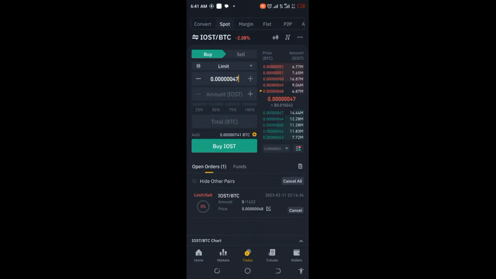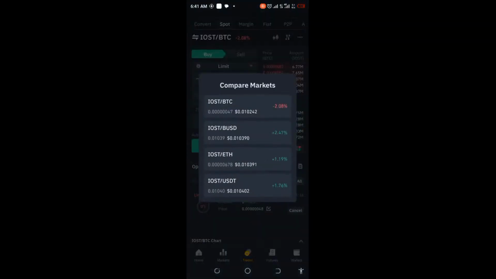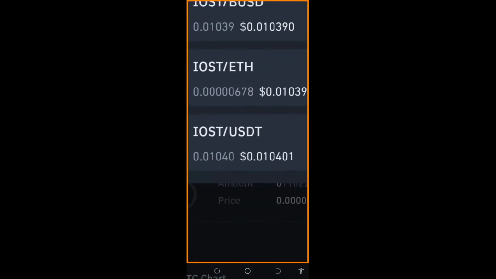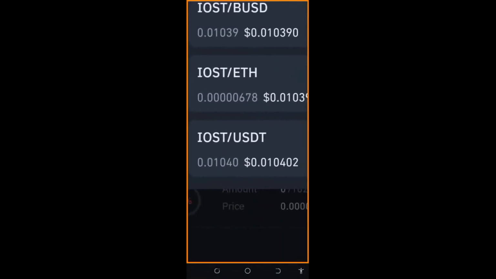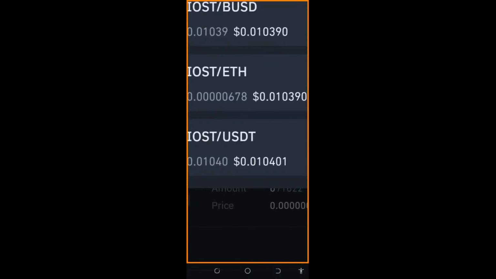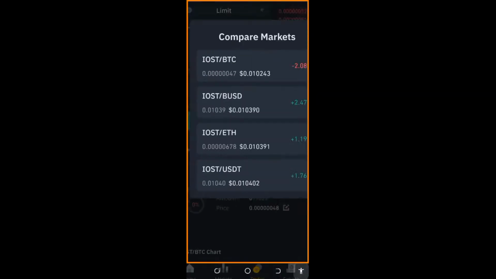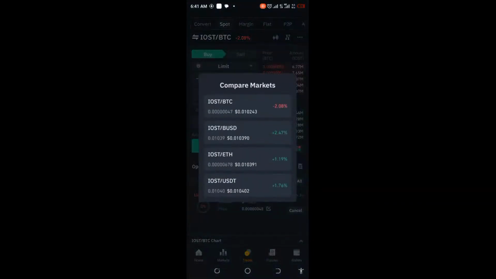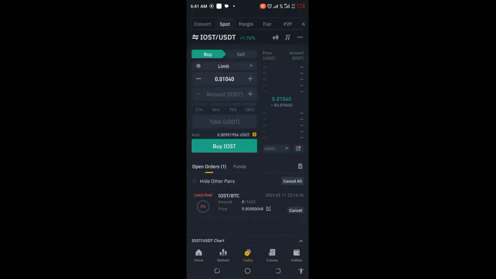Okay, so let me go to check the compare markets and see. Yeah, look at it. IOST USDT is actually 0.0104. So at this time, we can employ the boomerang strategy where we'll do the sellback strategy. Okay, so we'll just try and check it and see if this is going to give us a profit. So let's put it there and simulate first.